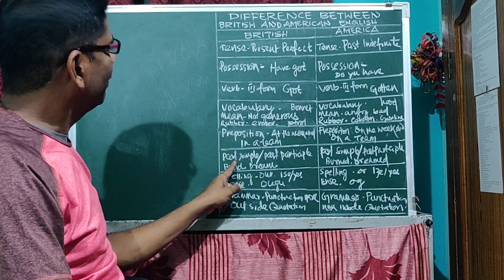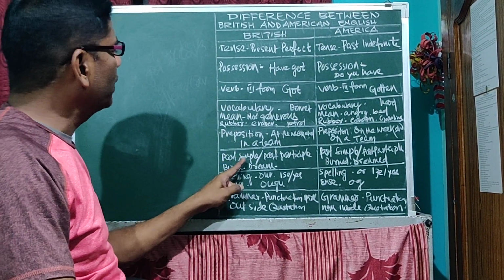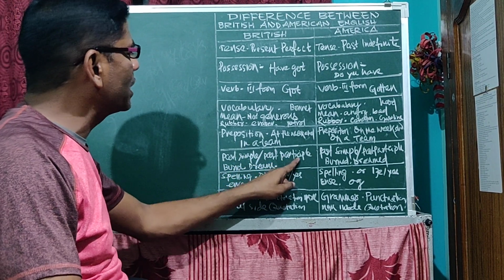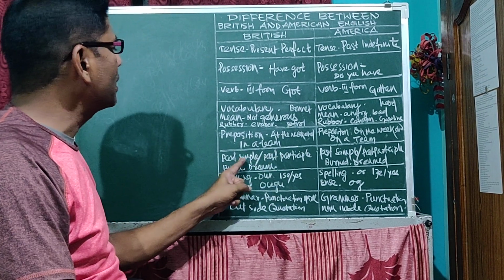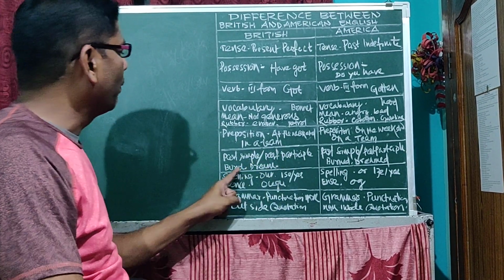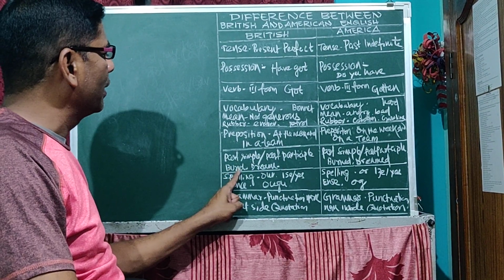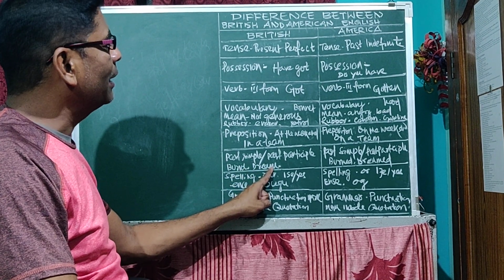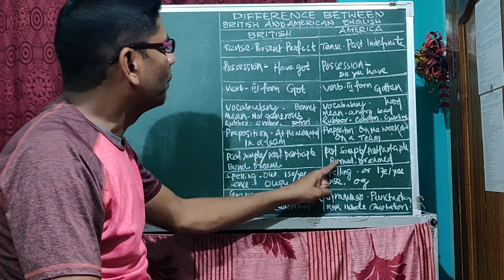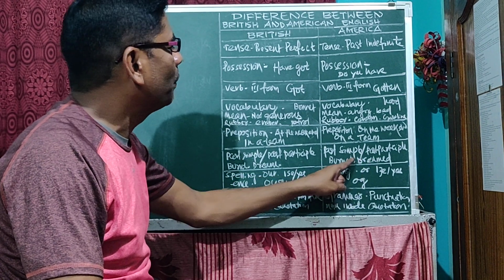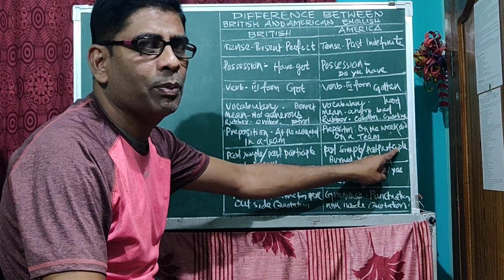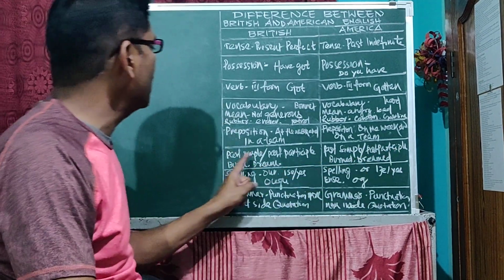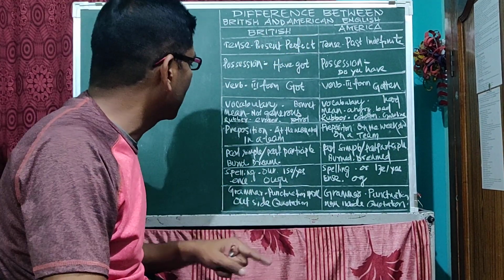Now, once again we come to the point of tense, past simple or past participle. Go, went, gone; do, did, done. For the past simple or past participle, the words we use are burn, burnt, dream, dreamt. But in America, they use burned, dreamed. By putting -ed at the end, they form the past simple or past participle of a verb. This is the difference between British English and American English.